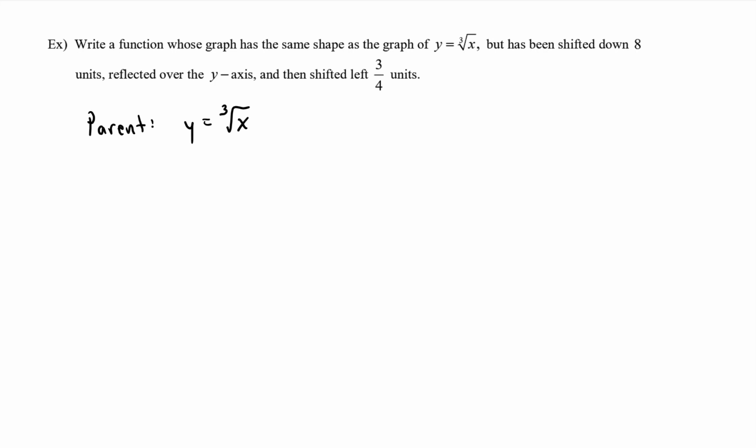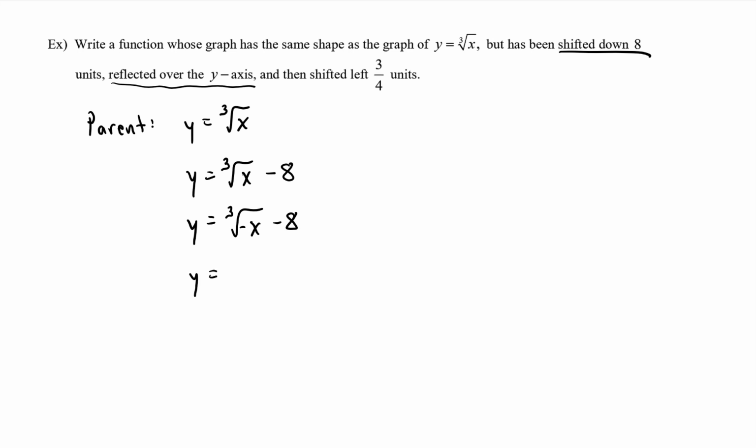So if you shift it down 8, then you would take the parent function and subtract 8 from all its y values. So down 8, did it. Reflect over the y-axis. Well, if you want to go over the y-axis, you replace x with negative x. Done. So reflect over the y-axis, done. And then shift left 3/4. To go left 3/4, you replace x with x plus 3/4, because that shifts it left 3/4 units.